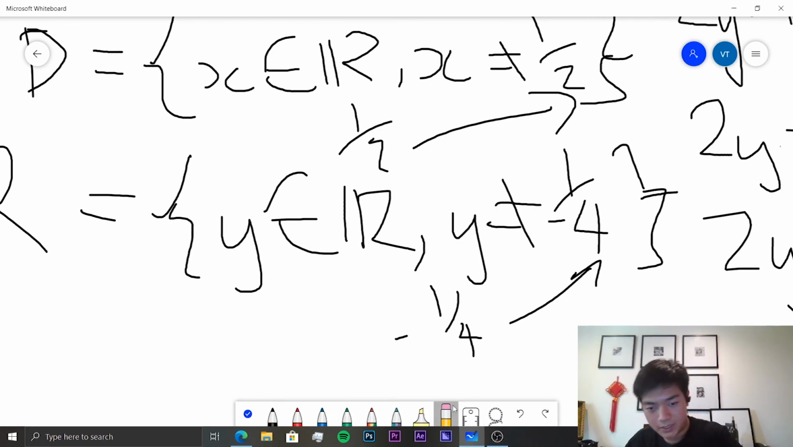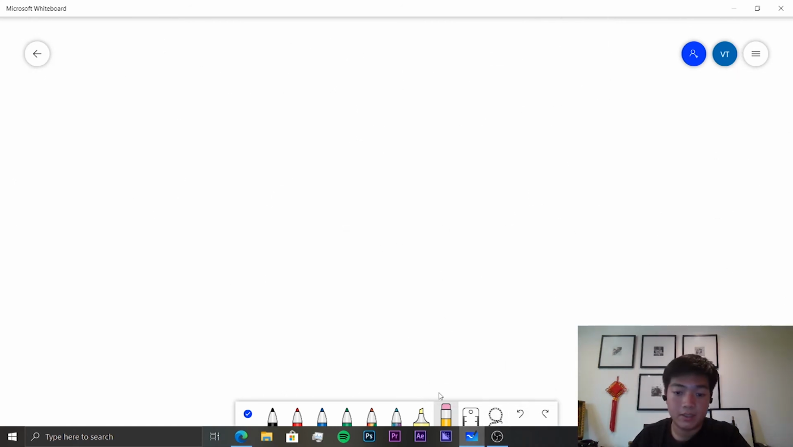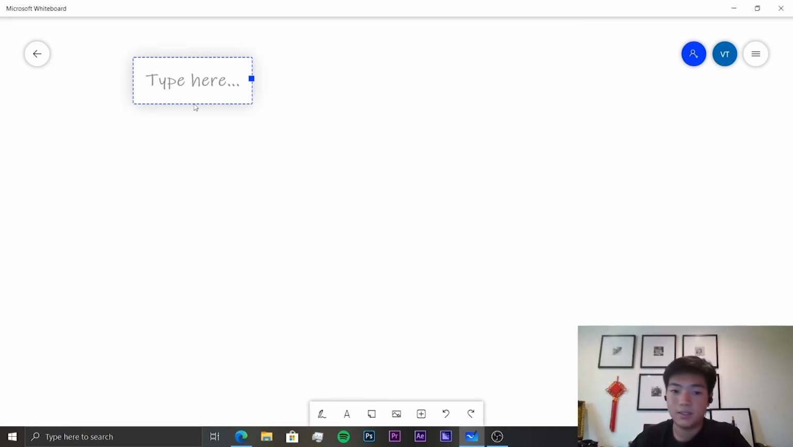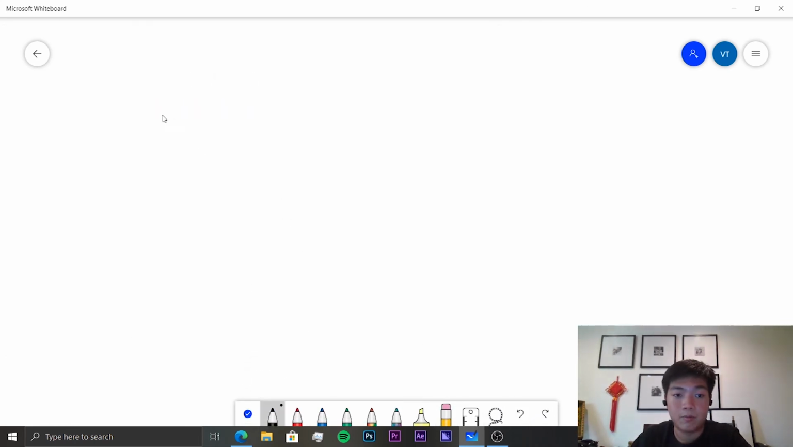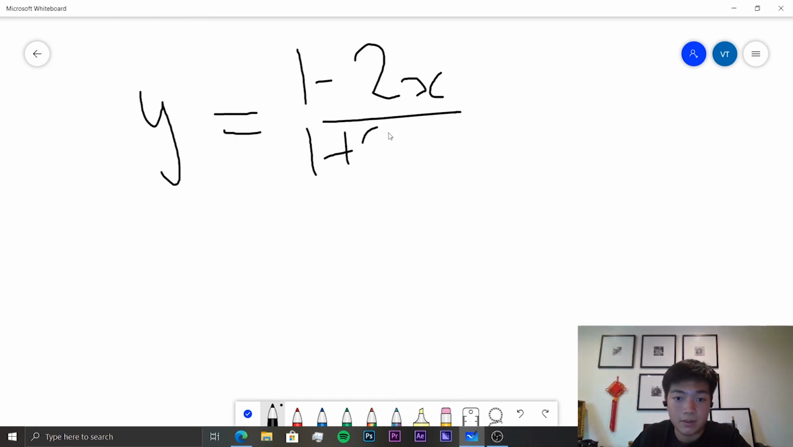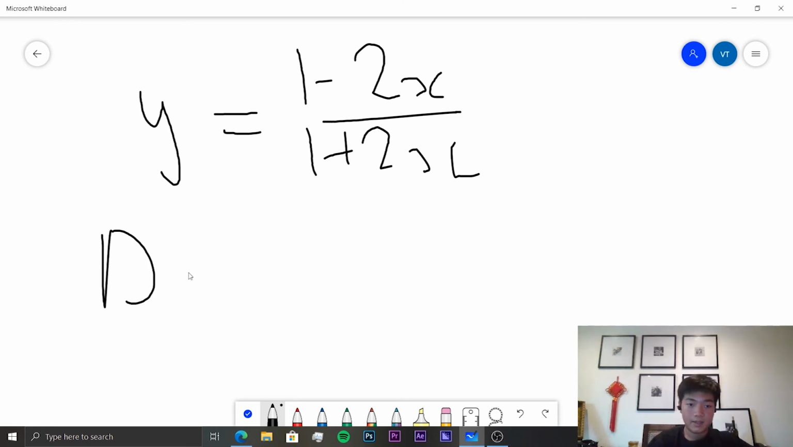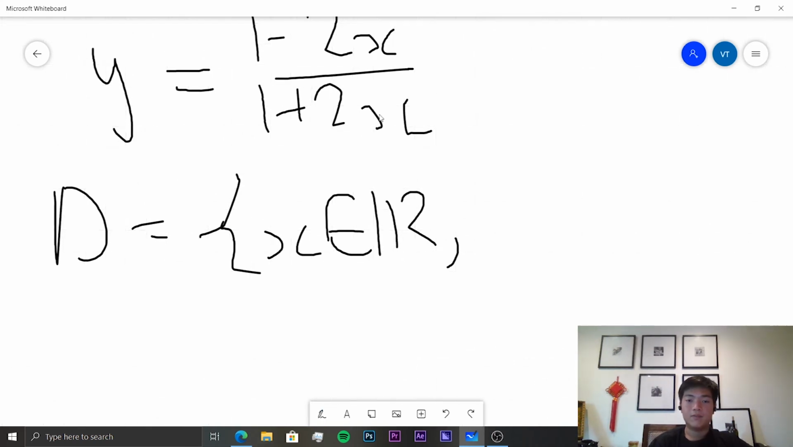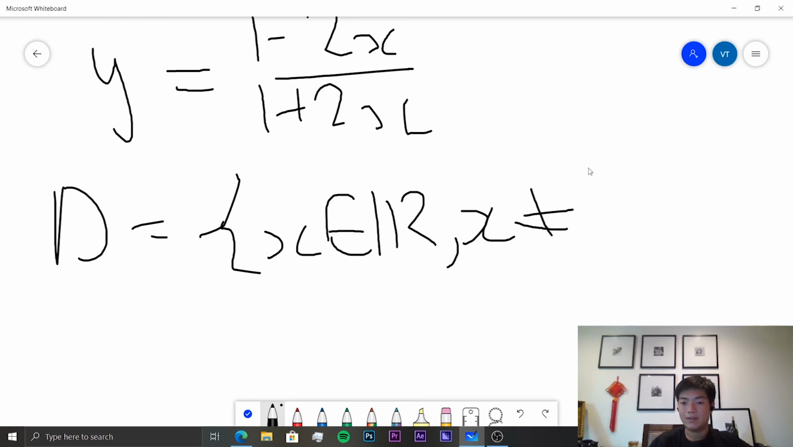Okay, moving on to the final question. This is a very short section. And we need to do the same for y is equal to 1 minus 2x divided by 1 plus 2x. So, domain, again, pretty simple. It's when x is part of the real number set, and we need to find the asymptote. This denominator will equal 0 when x is equal to negative 1/2, so we need to simply say that x cannot be equal to negative 1/2.